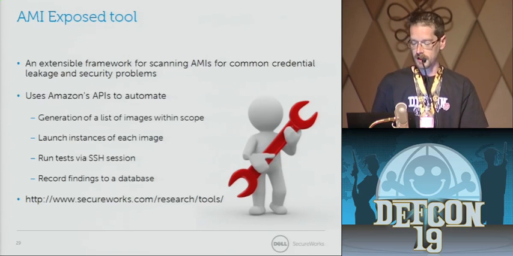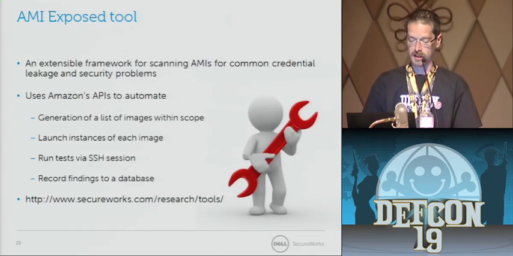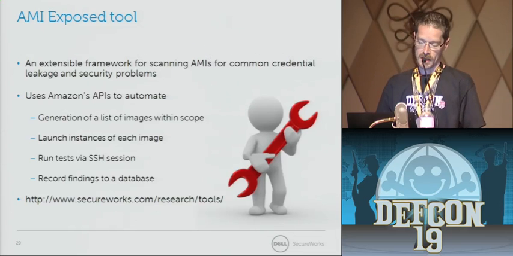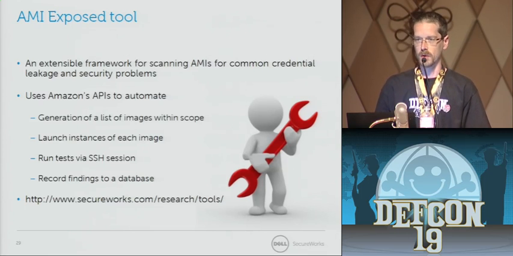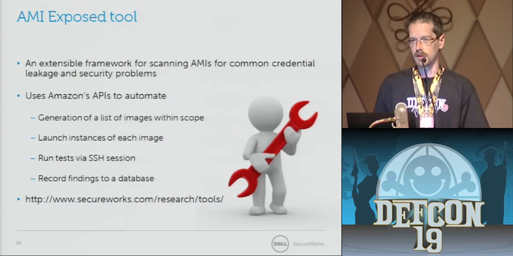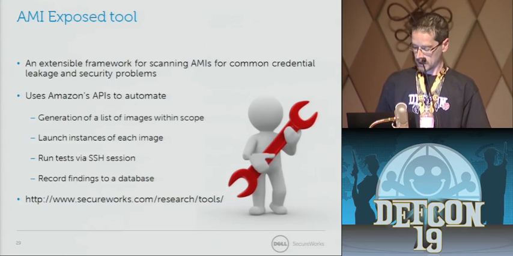So once the scope's generated, we basically iterate through all the images, launch an instance, run tests over SSH, and record findings to a database. The tool is released on our website, secureworks.com/research/tools. There's currently a little bit of a problem with the file that we're going to get corrected probably Monday morning. So if you have any trouble downloading it in the meantime, I apologize for that.